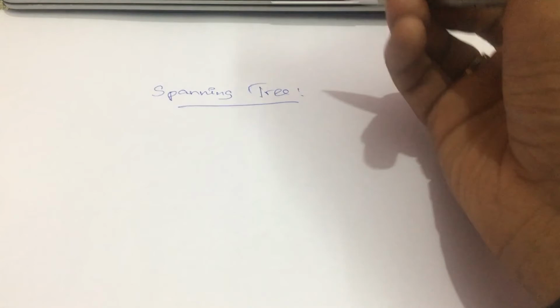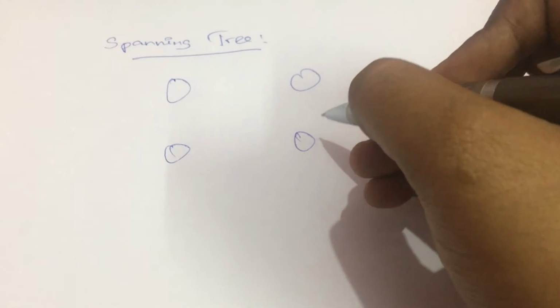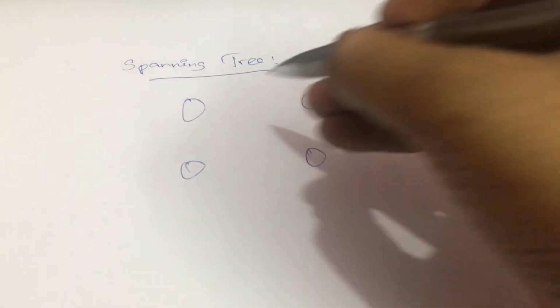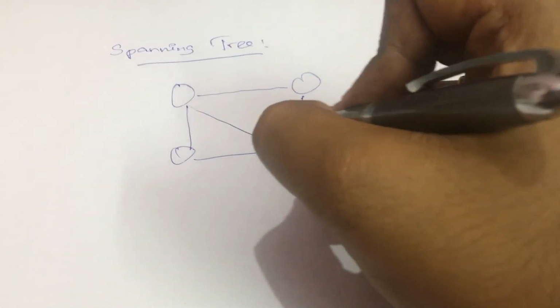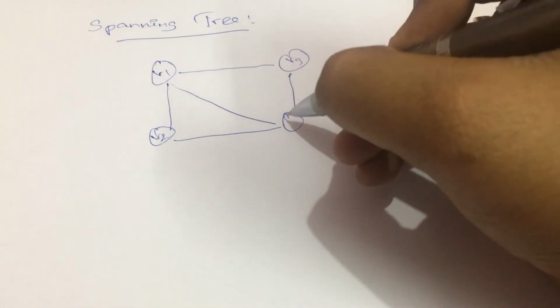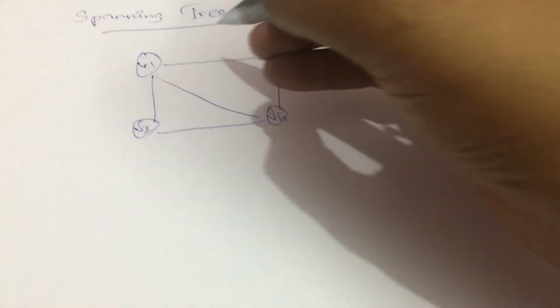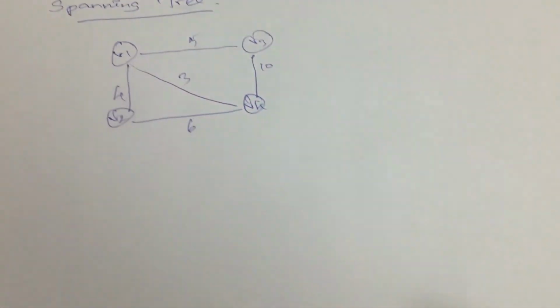And now let's learn something about a spanning tree. A spanning tree is also a type of graph, but there are a few constraints for a spanning tree. For example, it should always be an undirected graph. Let's assume that we have 4 vertices here, v1, v2, v3 and v4, and it has weights as 5, 10, 6, 4, 3. Let's assume it in this way, right?